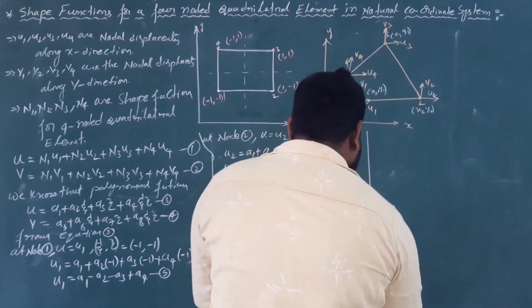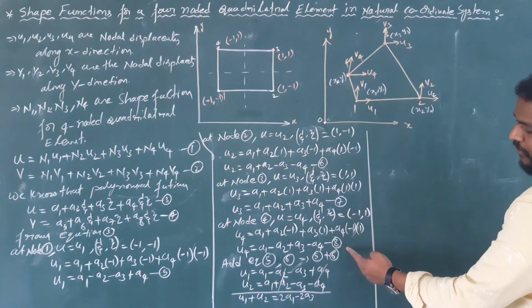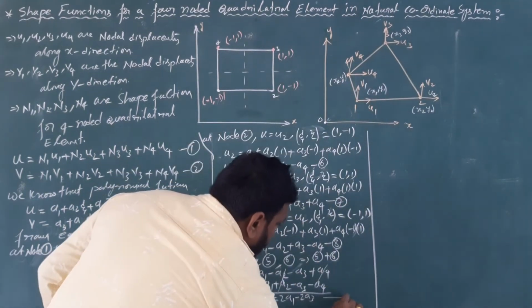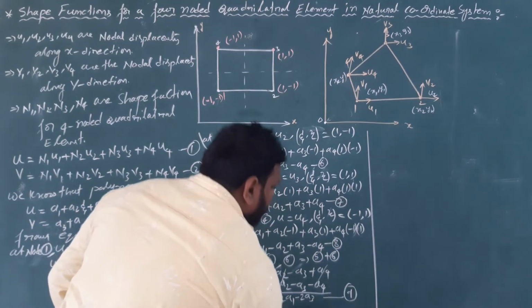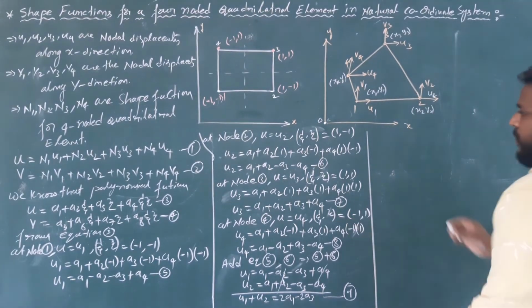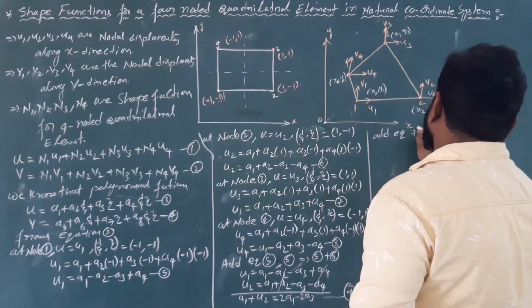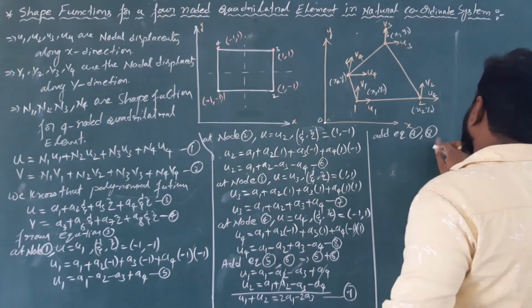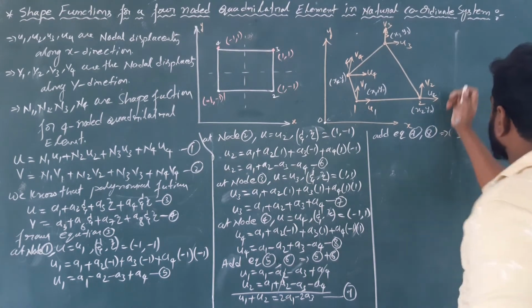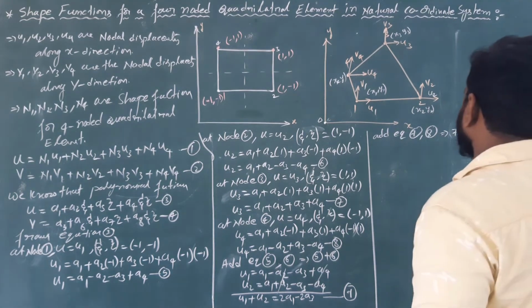Okay, now this is equation number 9. Now add 7 and 8. So add equation 7 and 8. We got 7 plus 8.